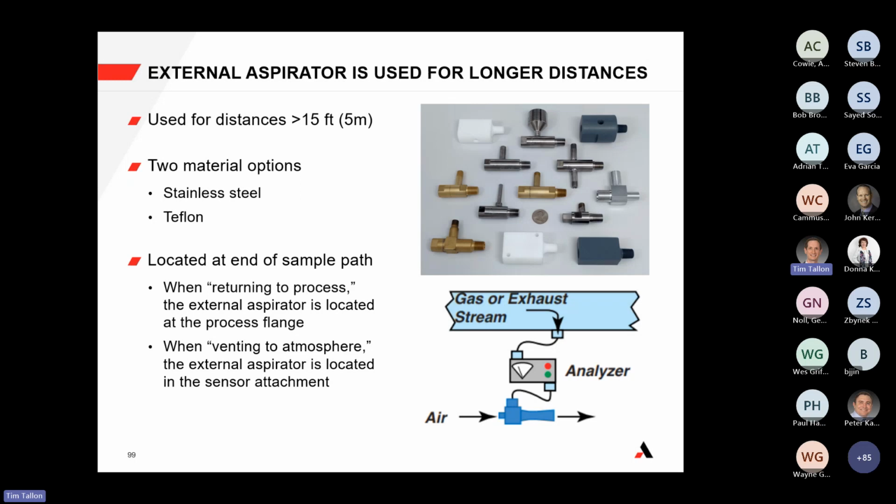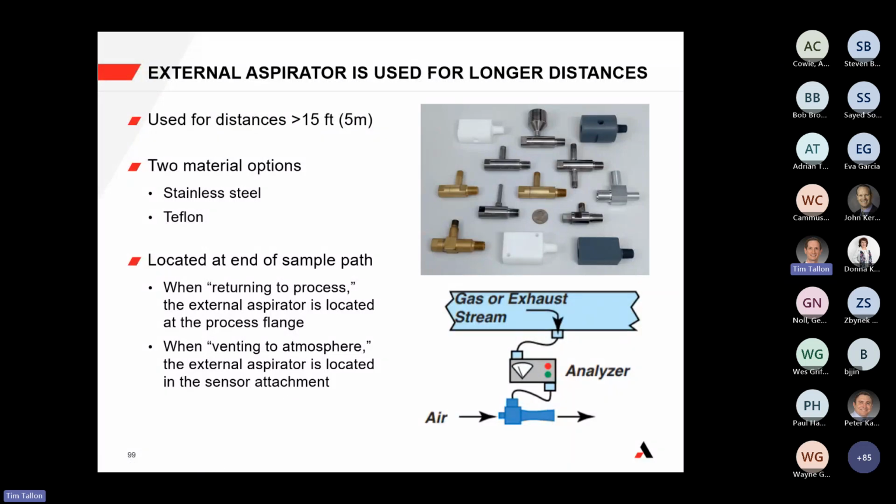Now, there are many different types of external aspirators. We generally use the stainless steel more often, but there's certainly the ability to use Teflon if desired. And then that's really what it comes down to. If you're returning the process, you put this located at the process flange. Even if you didn't have a remote probe box, you'd locate at the process flange. If you were to vent to atmosphere, you'd put it in the center attachment, just like you mentioned before.